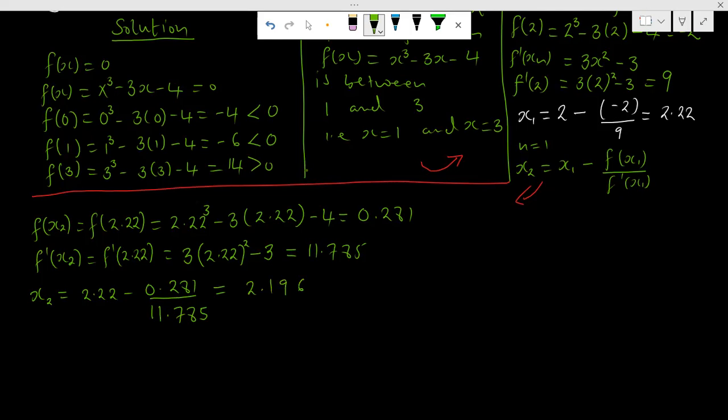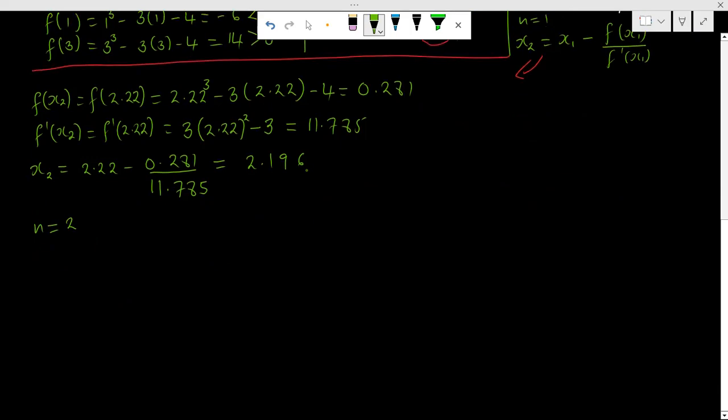So when you evaluate this, you get your x2 as 2.196. So we need to continue with the same iteration until the last two values are the same, including all the number of decimal places. And as such, we need to move on to x3. And for us to get x3, our n is equal to 2, so that our formula turns to be x3 is equal to x2 minus f at x2 over f prime at x2.